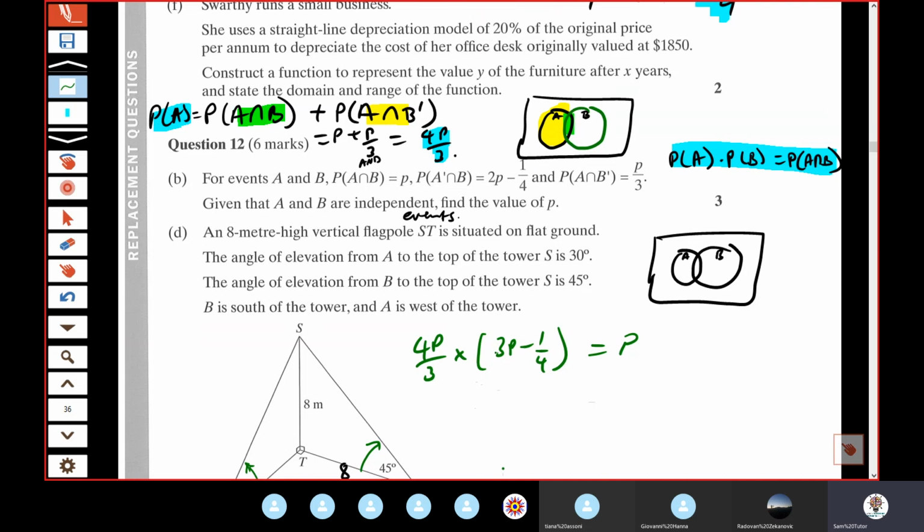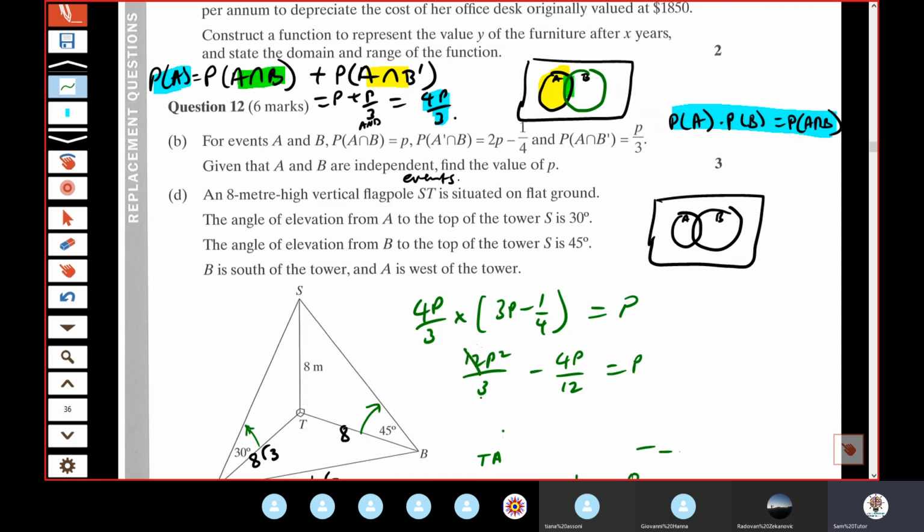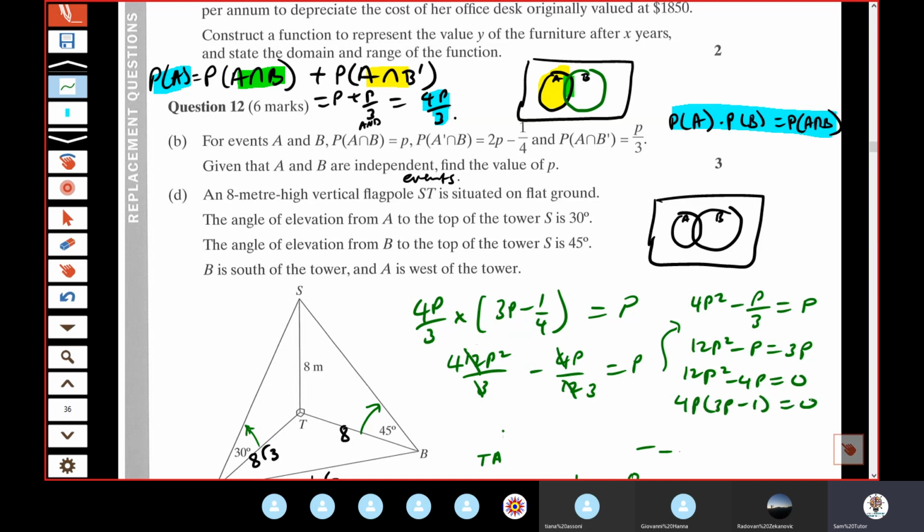Expand. I get 12P squared on 3 minus 4P on 12. 12 and 3 cancel out, you're left with 4P squared. 4 and 12 cancel out, you're left with 3. So what do we have? We've got 4P squared. I'm not going to do anything fancy now, you guys know it. Just solve for P. So times everything by 3. Bring everything to one side. Factorize your 4P. P equals 0, and P equals a third.